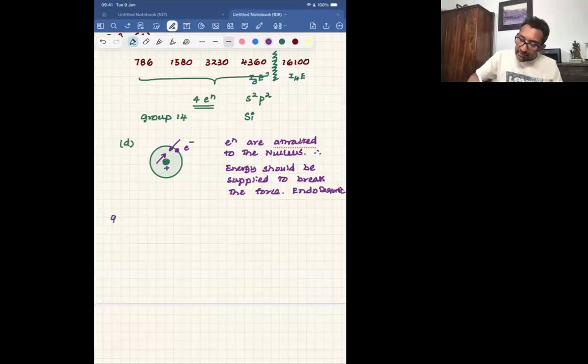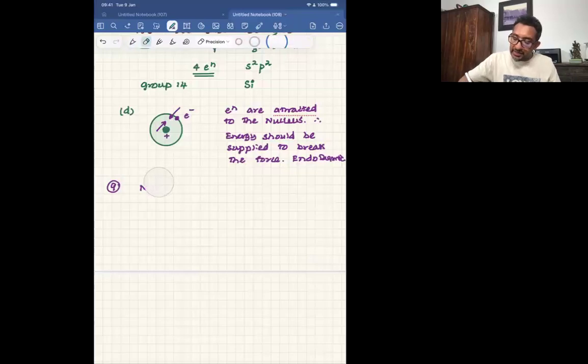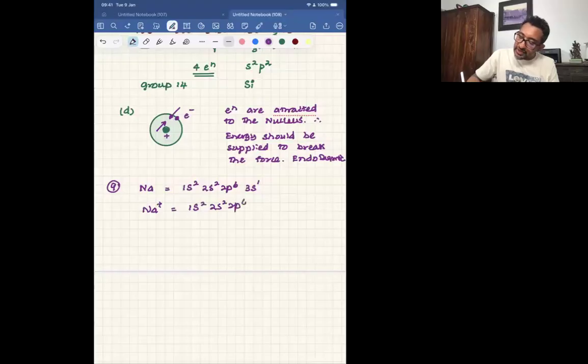Question number 9. Shall we work it out? Complete the electronic configuration of sodium ion, Na plus. First of all, let us look at sodium. What is the electronic configuration? 1s2, 2s2, 2p6 and 3s1. So there's one electron at the outermost energy level. Sodium plus means you have to remove that outermost electron: 1s2, 2s2, 2p6. Very easy now.